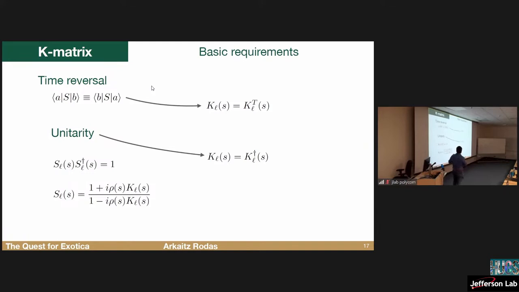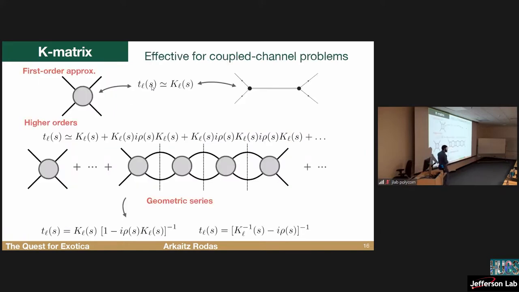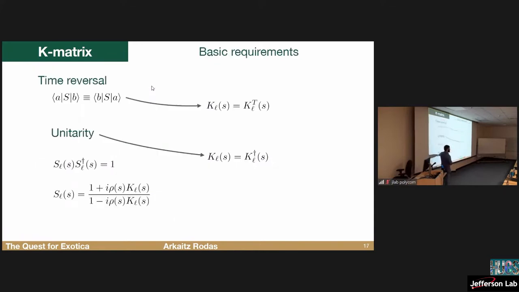The second one is unitarity. Remember that it means this in matrix form now, because we are no longer in the elastic region. And if we look at the formula for T, you can rewrite it in this way. And it also is an exercise.